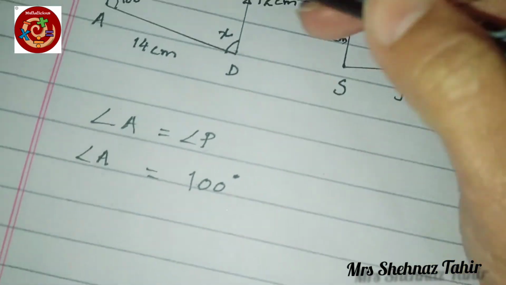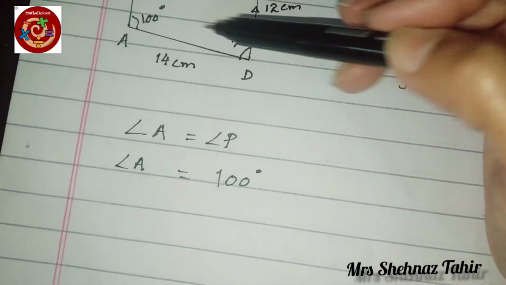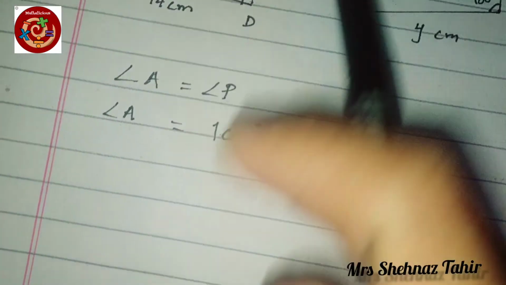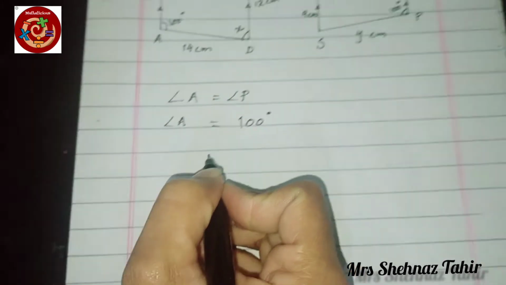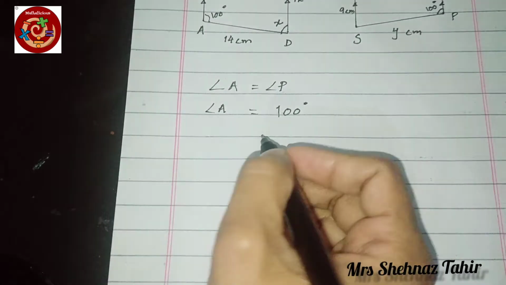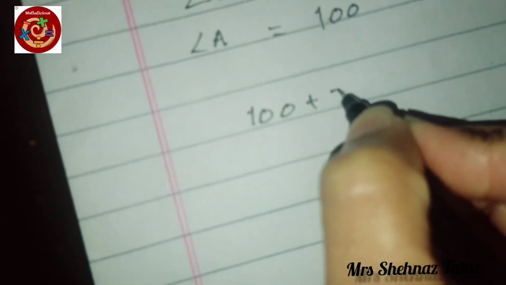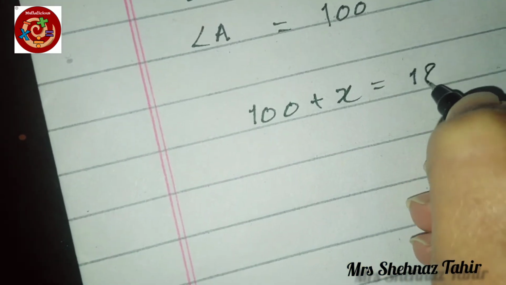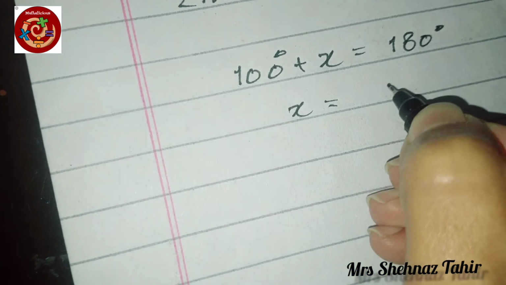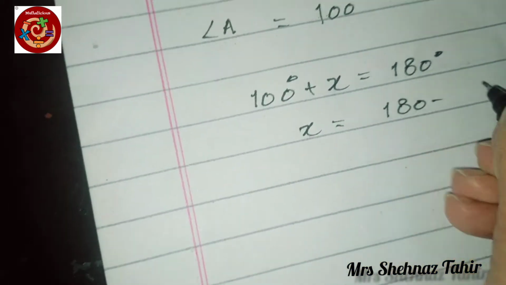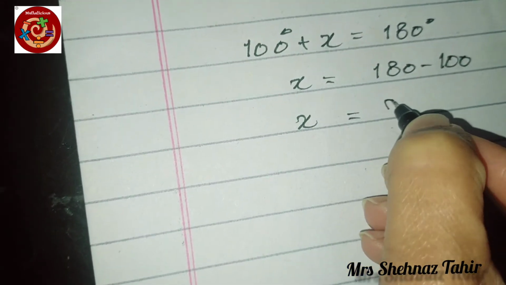When a transversal cuts two parallel lines, the angles formed are called interior angles. So 100 and X are interior angles, and we know that interior angles are supplementary. It means their sum is equal to 180 degrees. So we can say 100 plus X is equal to 180 degrees. To find the value of X, X is equal to 180 minus 100, and hence X is equal to 80 degrees.